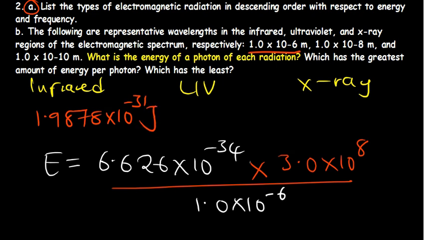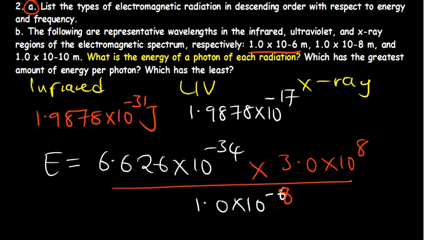So we can now plug in the next one. So 6.626 times 10 to the power negative 34, multiply by 3 times 10 to the power 8, divided by 1 times 10 to the power negative 8. So 1.9878 times 10 to the power negative 17. Okay, assuming I've done all my calculations okay there.